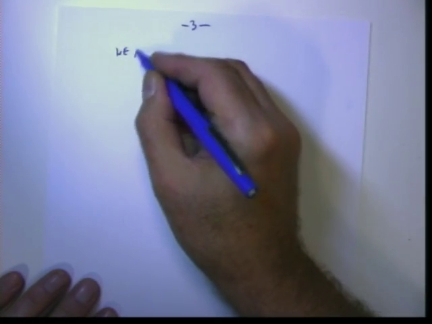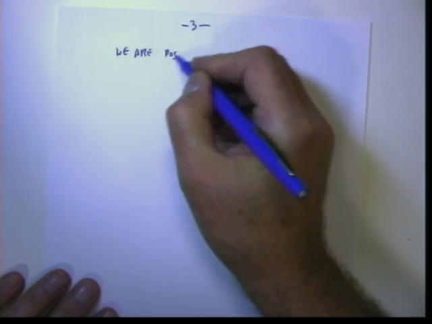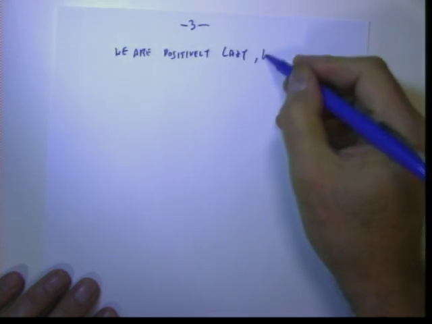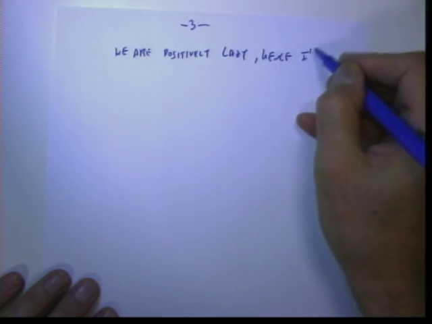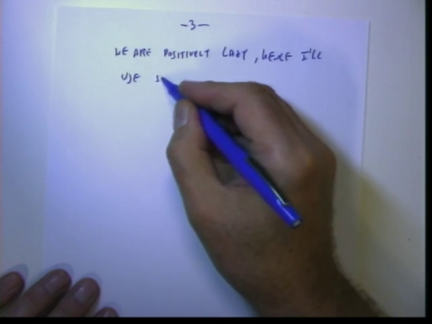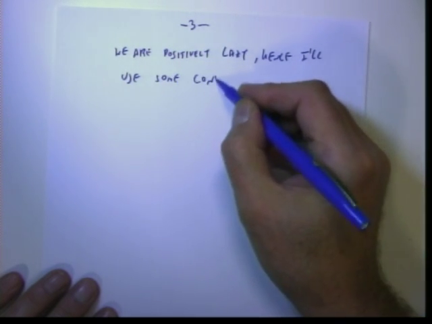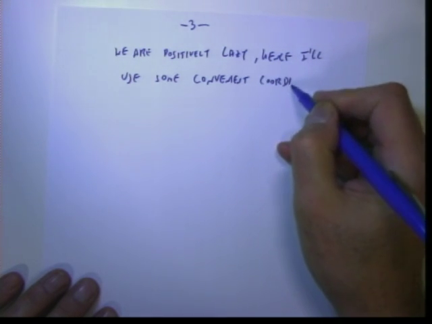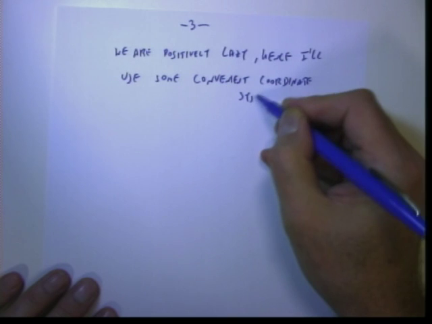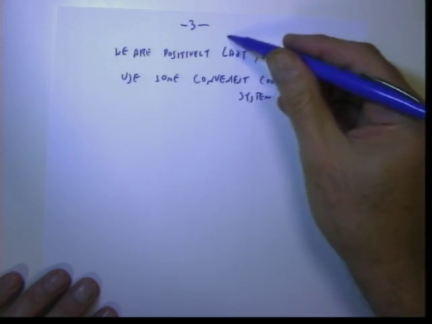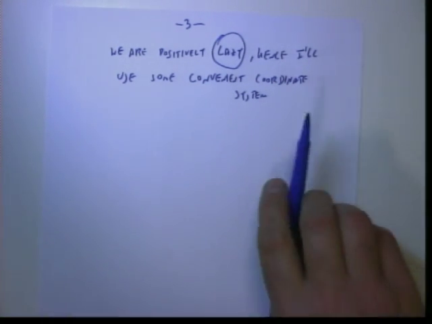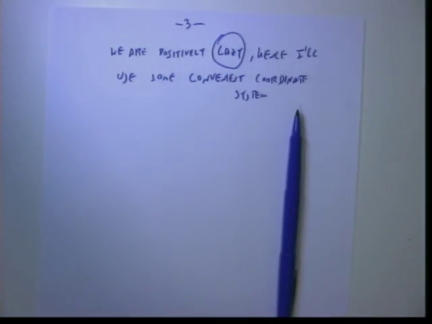Okay, we are positively lazy. Hence, I will use some convenient coordinate system. When I say lazy, it means I don't want to spend much time. Therefore, if there is something comfortable, I should not refuse myself if I can afford it.